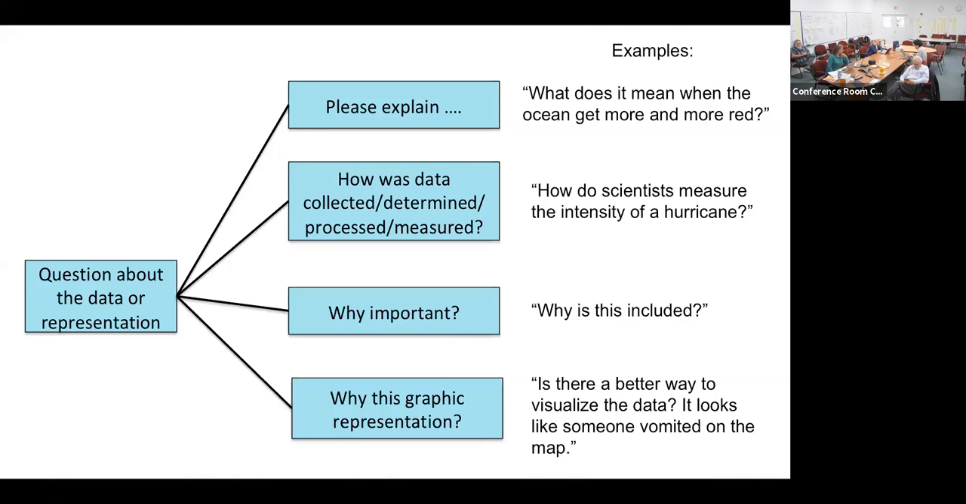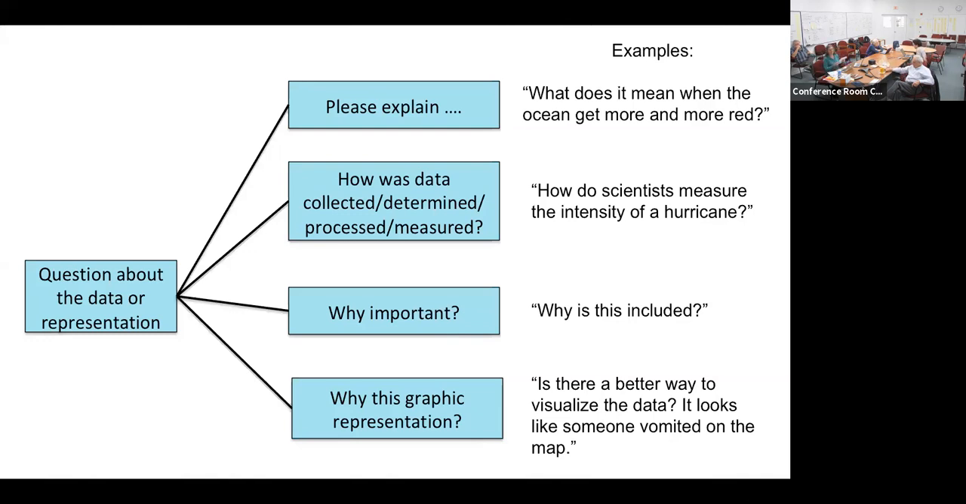So I'm going to offer some comments on the things that are showing up in the chat. "What do the colors indicate?" is a really clear, strong example of what we put into the "please explain" category. So thank you, Beth. "Are the data accurate geospatially, north to south and east to west?" So that is a good example of how was the data collected, determined, processed, measured.